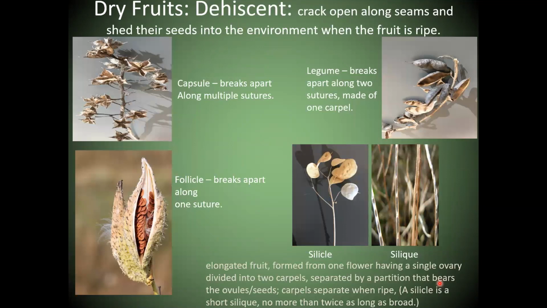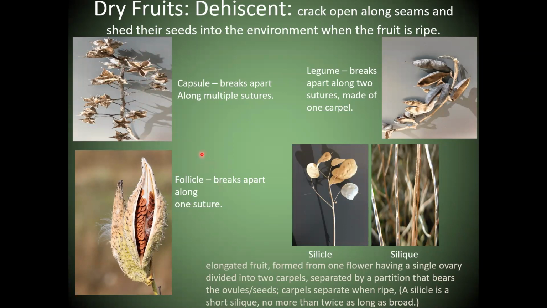Now to the dehiscent fruits, the dry fruits. They crack open along seams and literally shed the seeds into the environment. So the seeds do not remain attached in this case. One form is capsule, where the breakage happens along multiple sutures, and because of that, when the fruit opens up, it looks like a dry flower, like in this case.